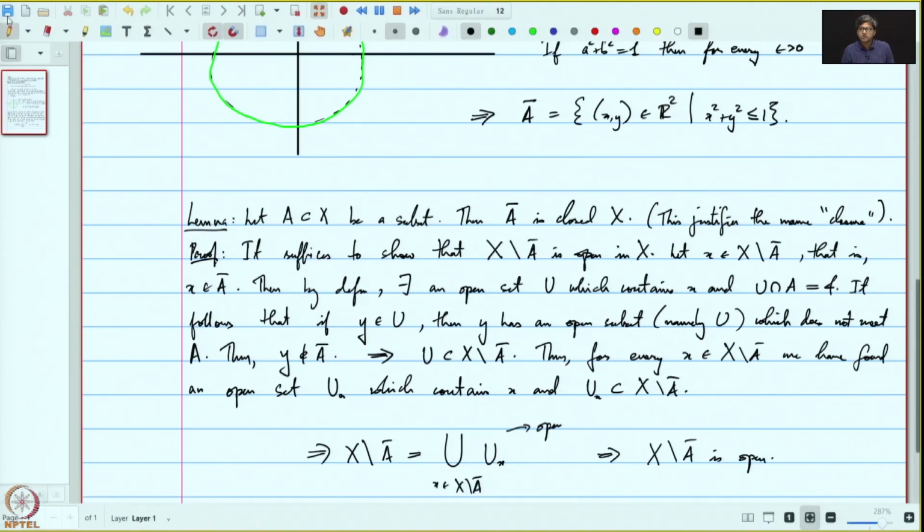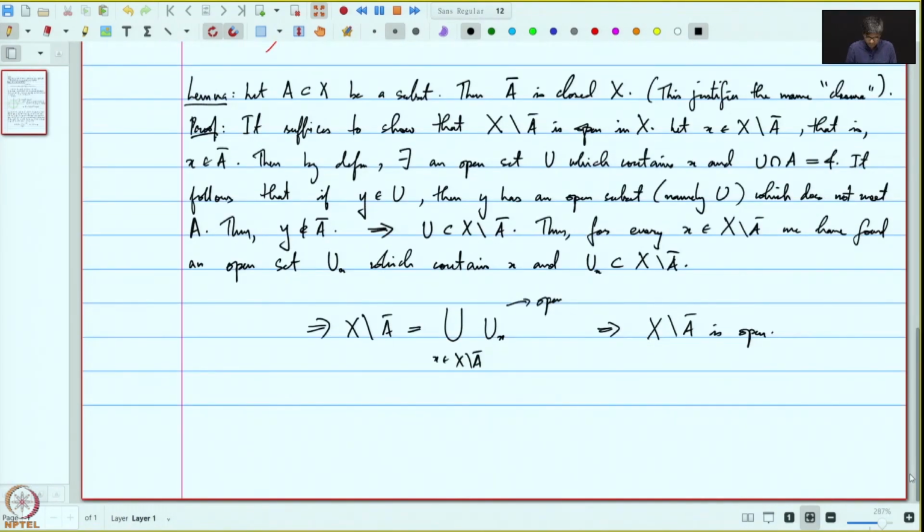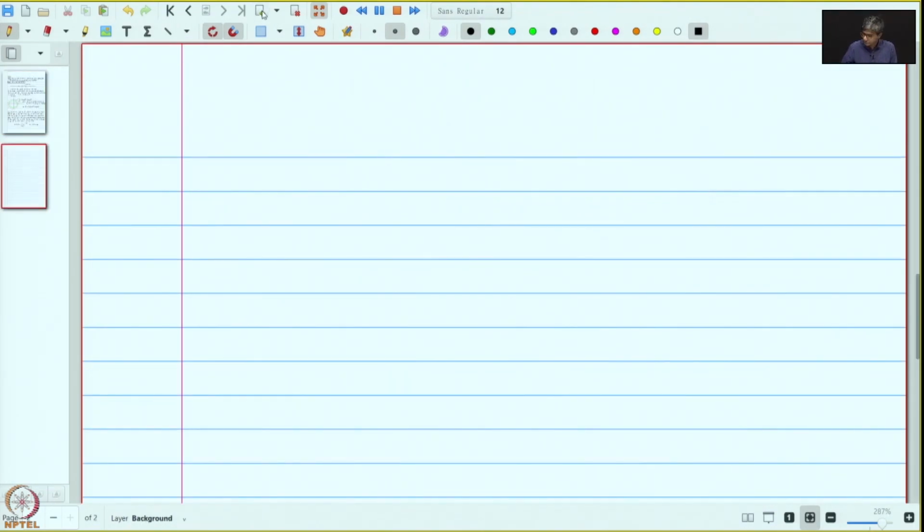Okay. So roughly this says that if we take any point here, we can find this small neighborhood which does not meet the closure, and similarly if we take any point here, and the complement, which is this open region in red, is open. Okay, so let us prove this proposition, the next proposition. Let us use this lemma to prove the next proposition.